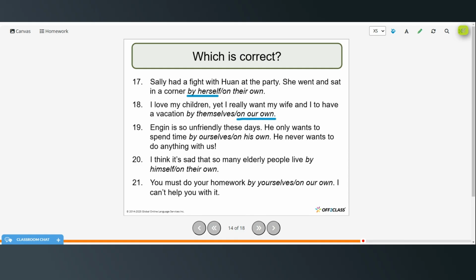Eugen is so unfriendly these days. He only wants to spend time on his own. He never wants to do anything with us. I think it's sad that so many elderly people live on their own. You must do your homework on your own. I can't help you with it.